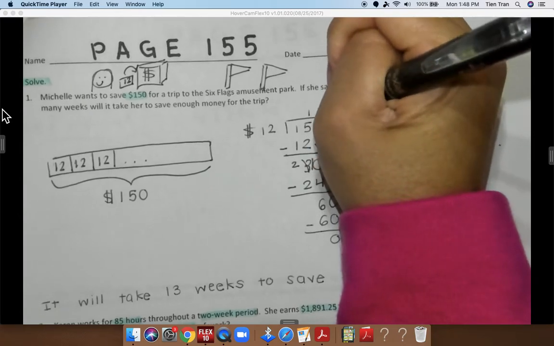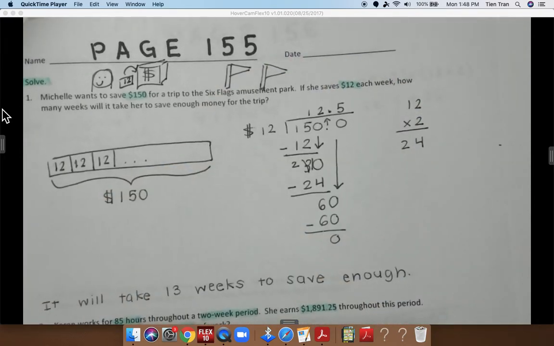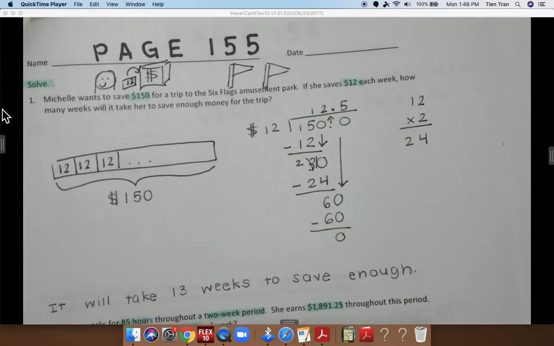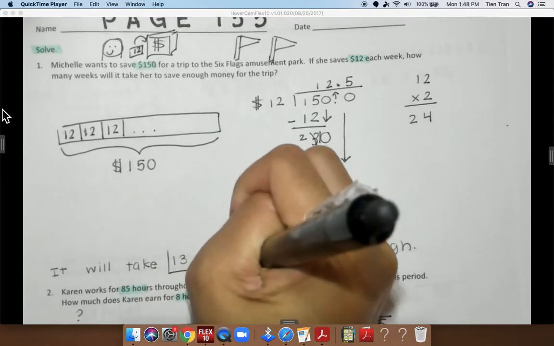Now don't forget to bring up your decimal, because you need to make sure you're bringing that up or your answer is completely wrong. So it's going to take her about 12.5 weeks, which means 13 weeks to save enough. So it will take 13 weeks to save enough money for her to go to Six Flags.